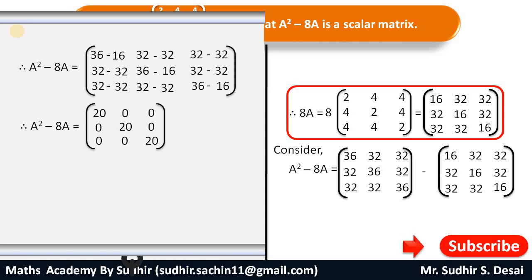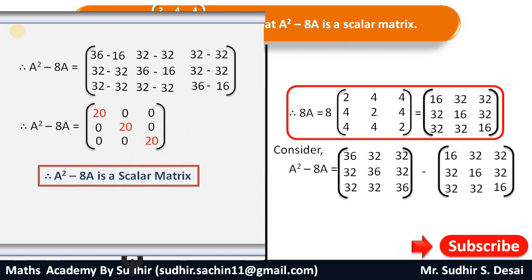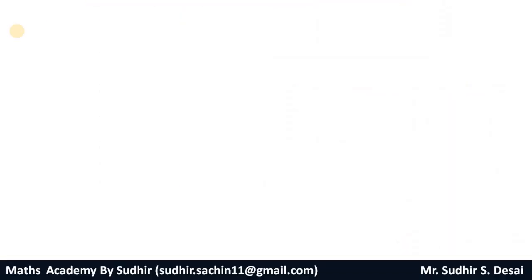So follow in the description. So here you can observe the principal diagonal elements 20, 20, 20 are same and rest of the elements are 0. Then we know that such a type of matrix is said to be a scalar matrix, and that is what we have to prove. So hence A square minus 8A is a scalar matrix. This is a very important example. Now let's go for the next example.